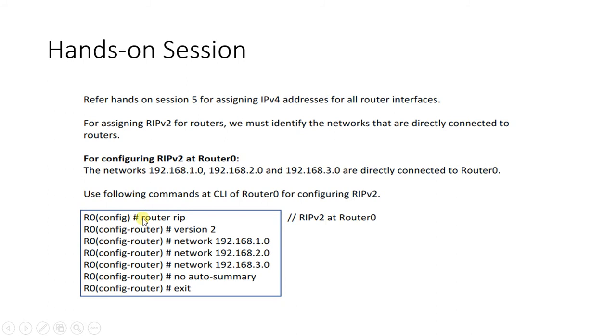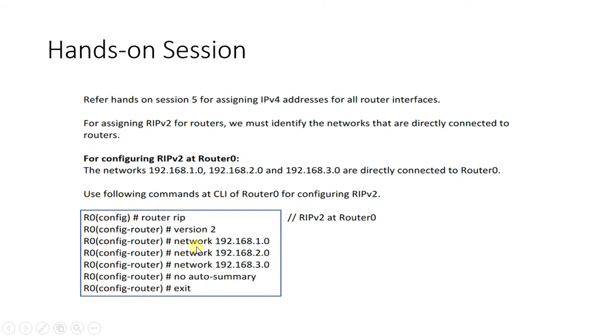So the commands we will be using are, we will go to the global configuration mode and we will enable this command router rip. Now we are enabling this Routing Information Protocol on this router, and then we will be using version 2 here because the classless addressing scheme is added in version 2. Then we will add all the directly connected networks. We will advertise the directly connected networks.